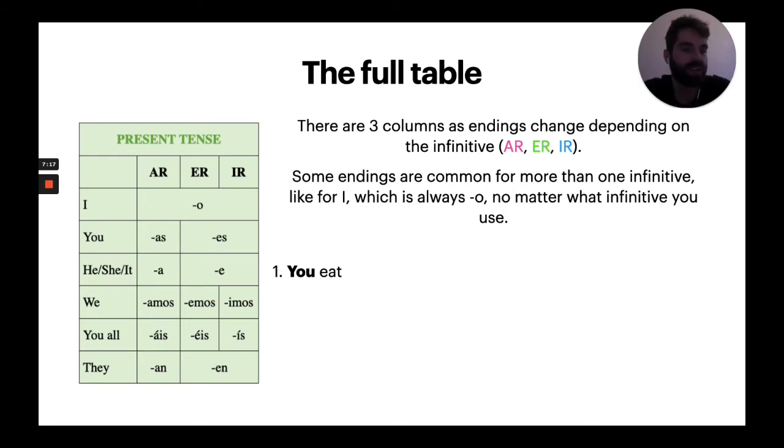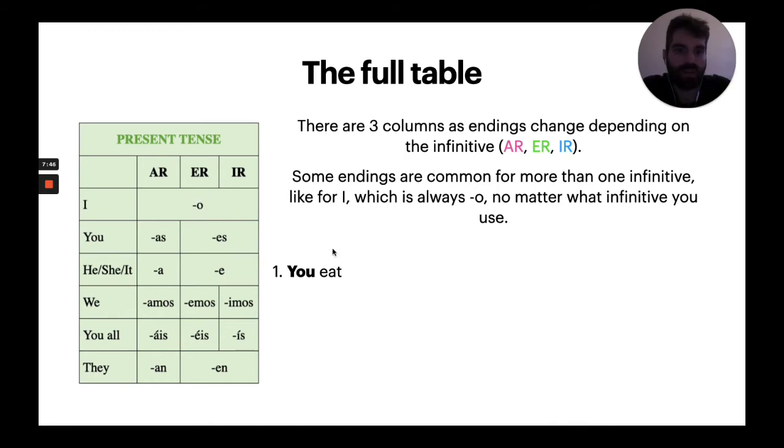So if I have something like I eat, that's going to be como. If I have something like I speak, that's going to be hablo. If I have something like to dance, bailar, and then I have I dance, that's going to be bailo. If I find something like I live, that's going to be vivo. So all of them are going to end with an O.